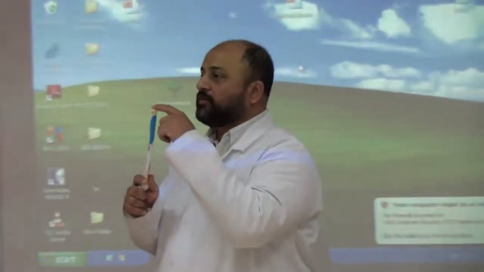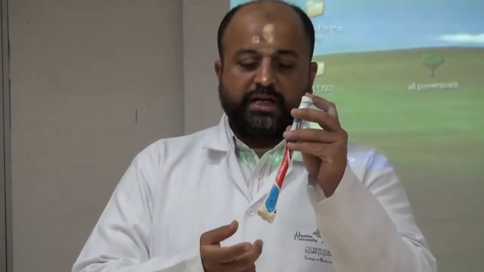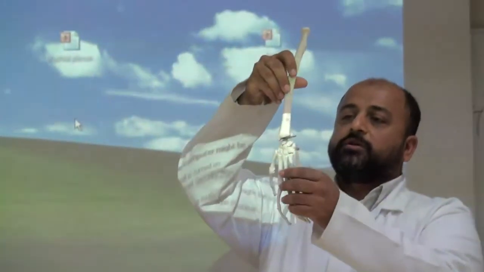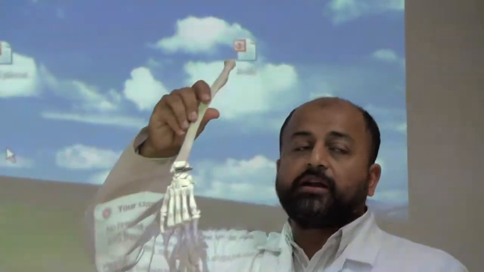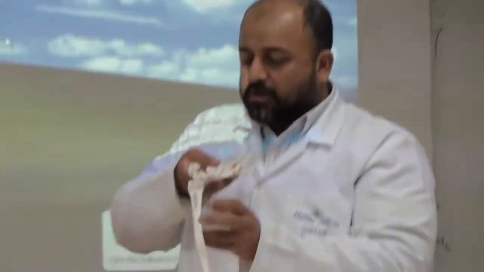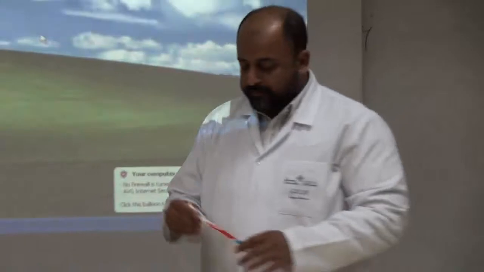It makes a joint with the humerus above to form the elbow, and below it makes the wrist joint with the carpal bones. As you can see over here, this is the only bone which makes the wrist joint. Ulna does not take part in the formation of the wrist joint. You can see there are two carpal bones, scaphoid and lunate. They make the wrist joint with the lower end of the radius bone.